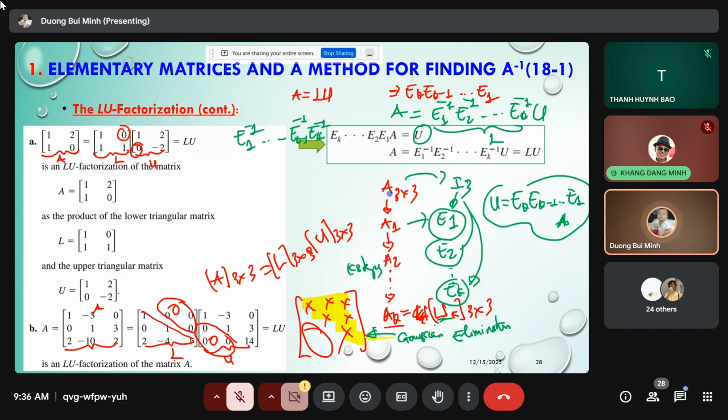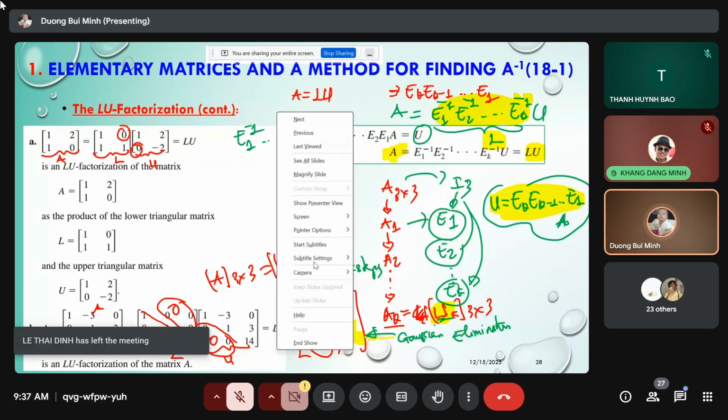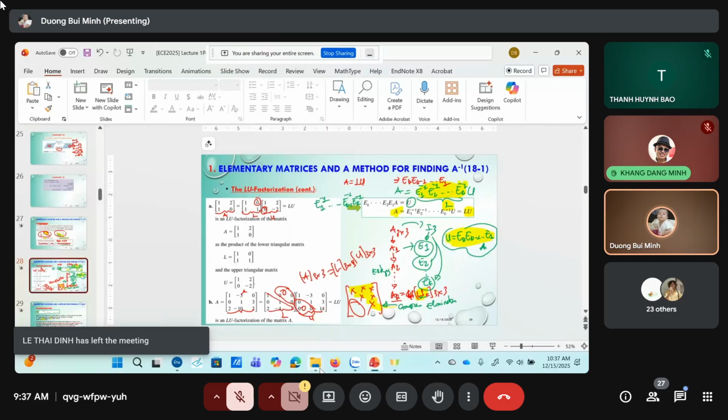Now, if we apply the sequence of elementary matrices, you can get U like this. And if we know the E's, you can get L. So L is the inverse of E1 times the inverse of E2, and so on, times the inverse of EK. This is the application of the sequence of elementary matrices to determine L. When we apply Gaussian elimination, you get U. So we take L and U, and you can get A. Any questions? Maybe we come back to the questions.